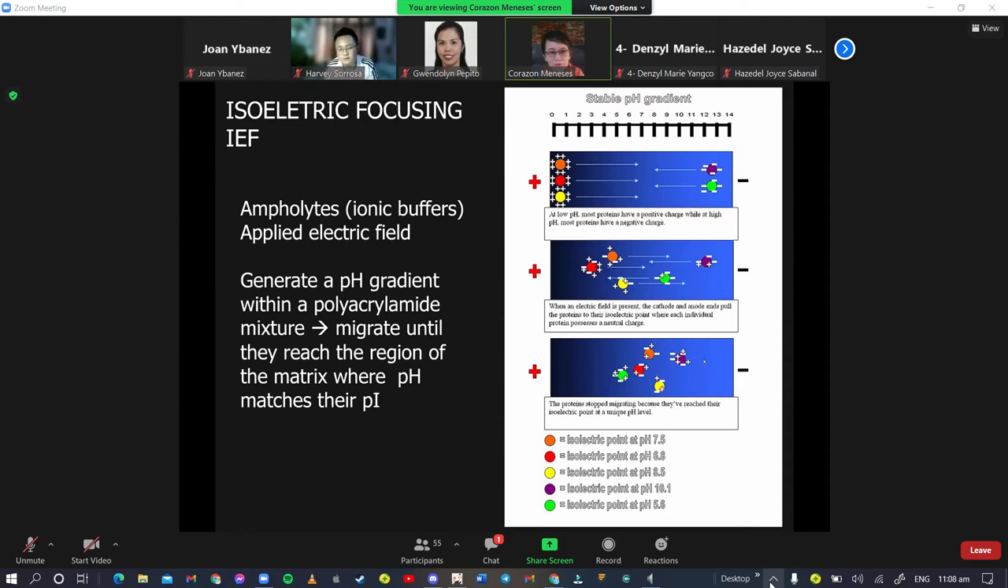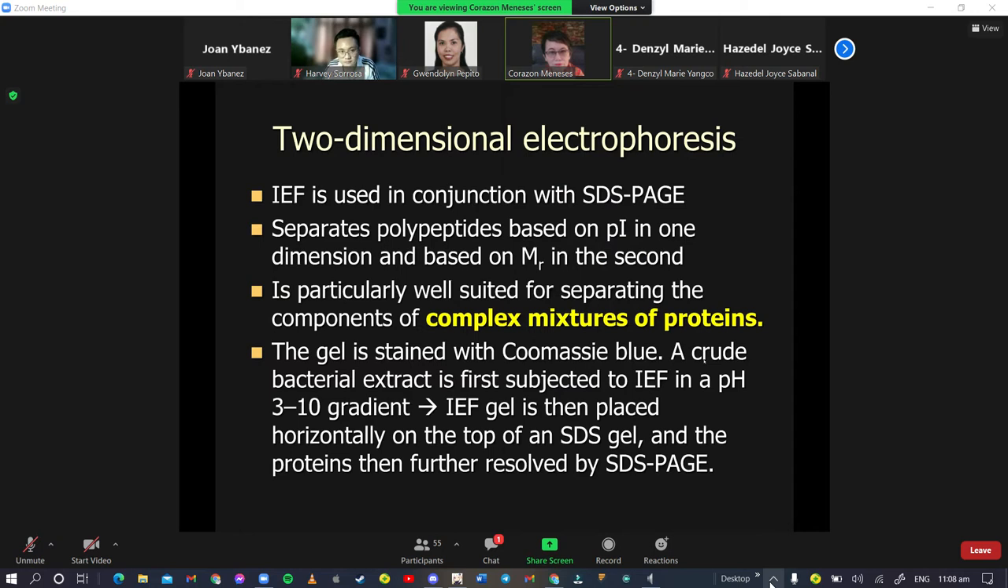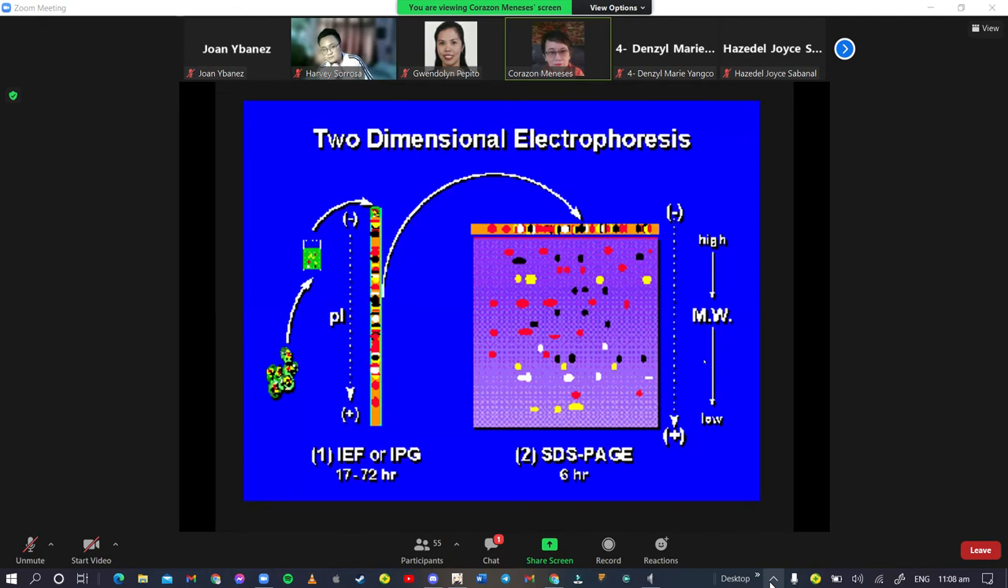The last one is, this is in the book, the two-dimensional electrophoresis. This is a combination of the IEF and SDS-PAGE. First you do the IEF, and then second you separate it further using the SDS electrophoresis. And that is how it will look like.